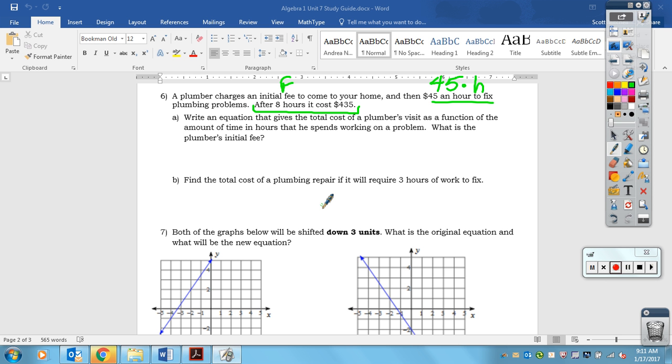So if we talk about the initial fee plus the $45 per hour, that's the total cost of someone coming to your home. Again, the total cost would be $45 per hour plus the initial fee. Very similar to the previous question. We have 3 variables though. This is close to a y equals mx plus b situation, where we know the slope, there's a rate of change. The rate at which it's changing is 45 per hour. That's a rate of change.